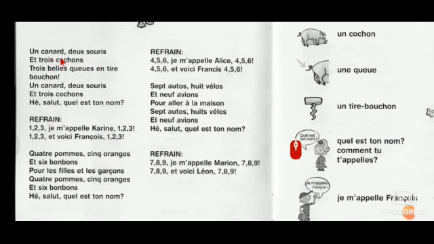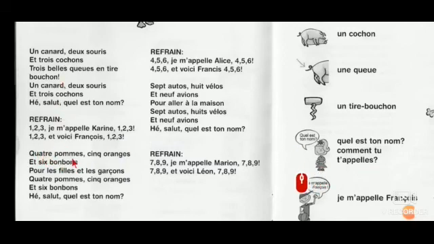Un canard, deux souris et 3 cochons. 3 belles queues en tire-bouchon. Un canard, 2 souris et 3 cochons. Et salut, quel est ton nom? 1, 2, 3, je m'appelle Karine. 1, 2, 3, et voici François. 1, 2, 3.